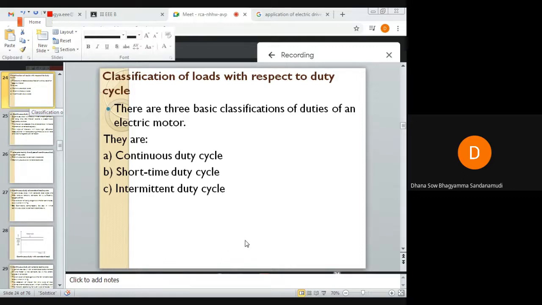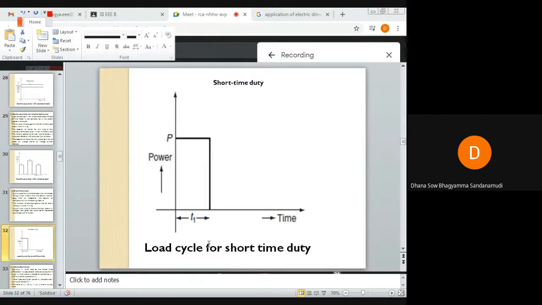So short time duty is where the loads connected to the motor operate for a very small interval and remain idle for a very long time to re-establish the equality of the temperature with the cooling medium. Examples are mixer, bridges, log gates. And you can see this is the power with respect to time characteristic, or we can even say the load cycle, for the short time duty.